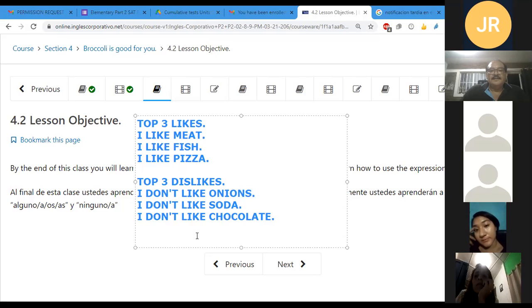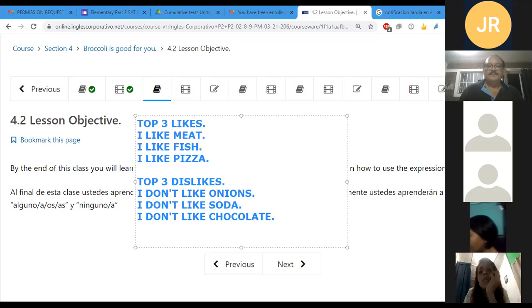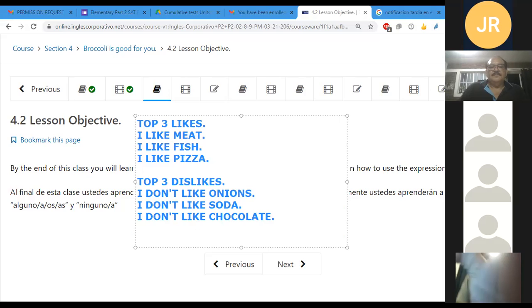And I don't like acid. This one is sour. Okay, para decir ácido es sour in English. El otro ácido es el ácido químico. Okay. I like sushi.